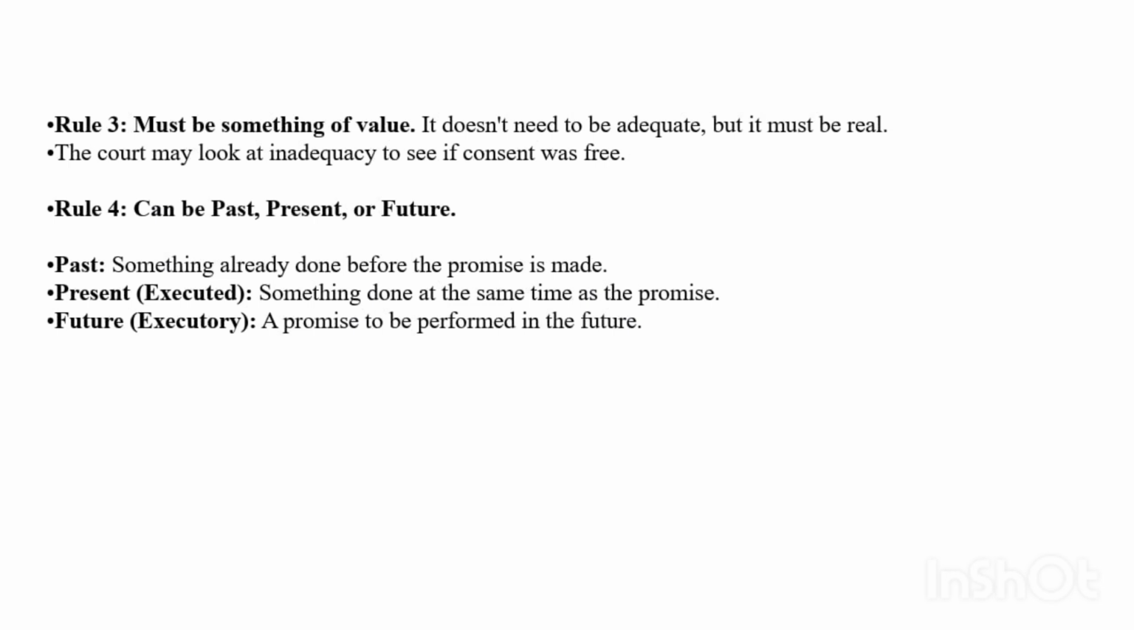Then consideration must be something of value. It doesn't need to be adequate, but it must be real. The court may look at inadequacy to see if consent was free. And it can be past, present or future. Past means something already done before the promise is made. Present or executed, that means something done at the same time as the promise. Future or executory, that is a promise to be performed in the future.